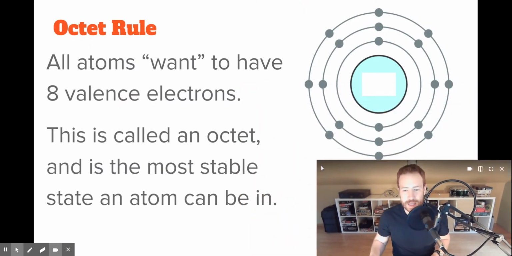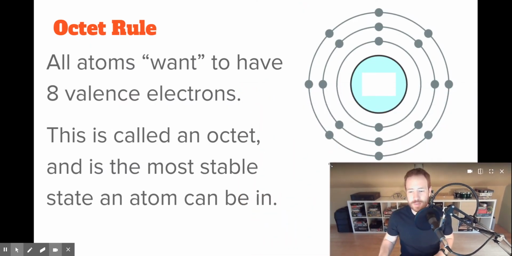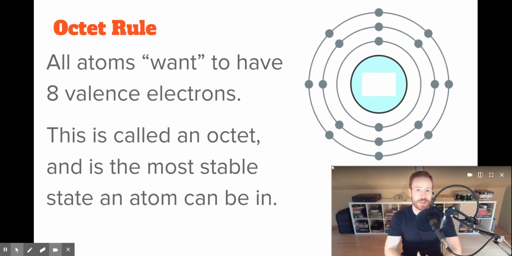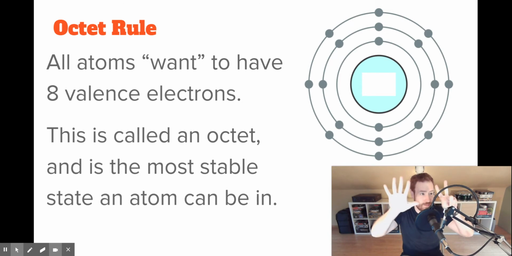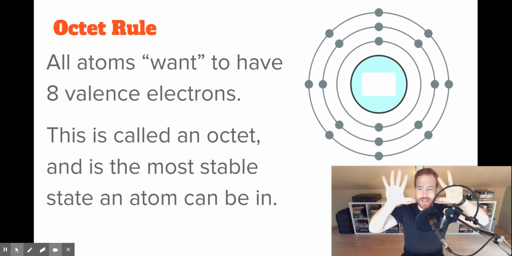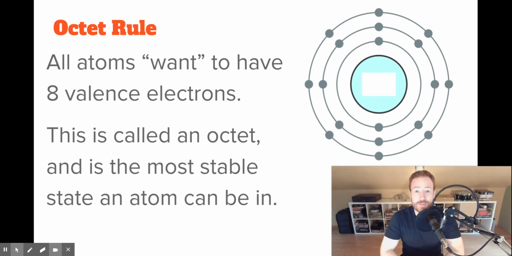Now, something that you might also remember about valence electrons is that an atom can have eight of them. Eight. An atom can have eight valence electrons maximum. It cannot have more than that. And we talked about how to identify, when you're looking at the periodic table, how many valence electrons something will have based on what column it's in.